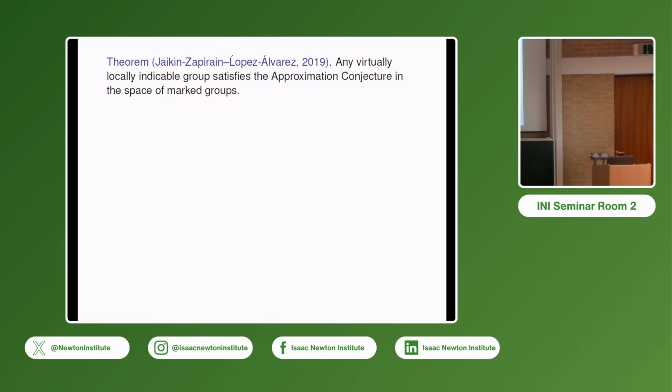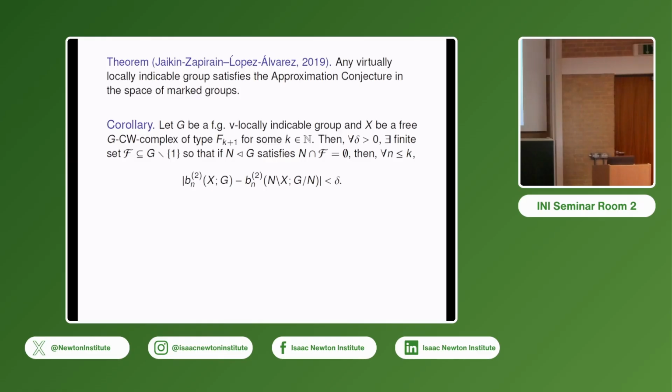And there's a theorem of Hawkins, Zapper, and Lopez Alvarez that says that Lück's approximation conjecture is true for virtually locally indicable groups, more generally, not just for a directed set, but in the space of marked groups. And so I'm just speeding up, sorry, because I'm out of time.